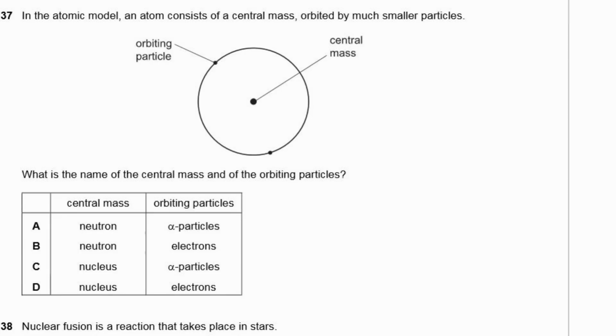37. In the atomic model, an atom consists of a central mass orbited by smaller particles. Alright, what is the name of the central mass and the orbiting particles? Well, this bit in here is a nucleus. And this bit out here is an electron. The nucleus is made up of neutrons and protons. So the central mass is not called a neutron, it's called the nucleus. The orbiting particle is not an alpha particle, so that leaves us with option D.